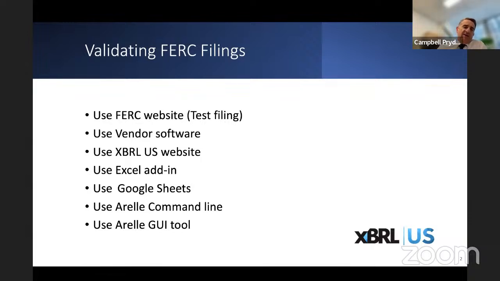We've also made the validation rules available on our website, and so you can run it there. We also made an Excel add-in available, and a Google add-in, so you can validate both in Excel and in Google Sheets if you want to, and get your results back in Excel there. If you want to check it before you submit it to the FERC website, or if your vendor software doesn't support it, you can use those. If you want to get really technical, you can use the RL command line to do it, and there's also an RL GUI tool which you can use.